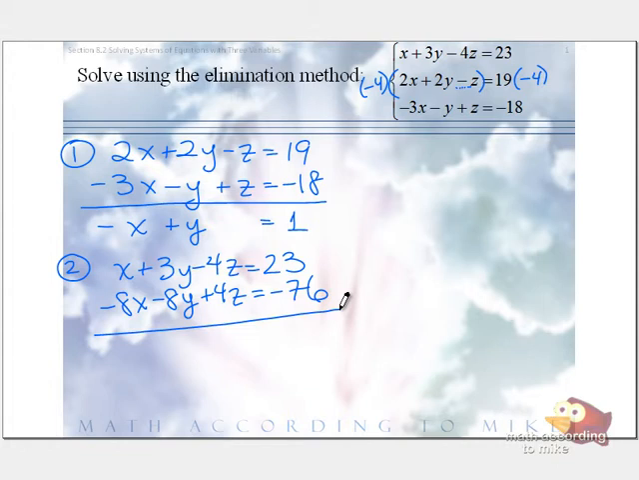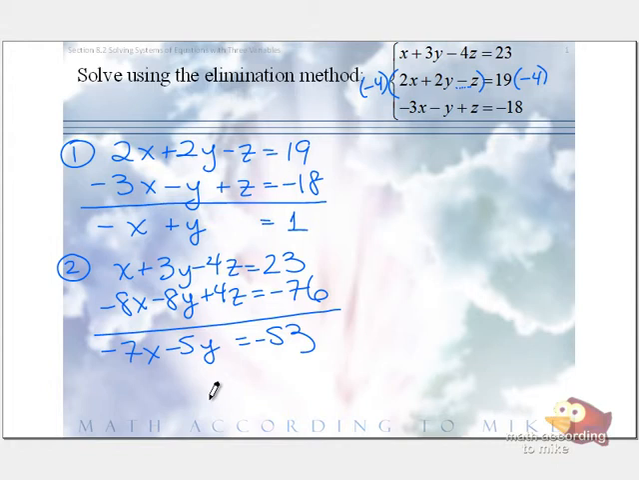Hopefully that's true. How many x's do you have? Y's? These are gone. Constants? So steps 1 and 2, the whole process is to go from 3 variables down to 2 variables, which we did. In step 3, we take the results of steps 1 and 2 and eliminate again.